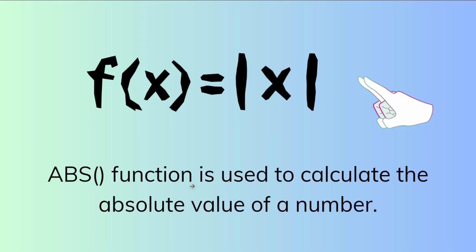The ABS function is used to calculate the absolute value of a number. The absolute value represents the magnitude of a number without considering its sign. In simple words, the ABS function gives a positive value of a number as the result, without considering whether it is a positive number or a negative number. It always gives you the result as positive.